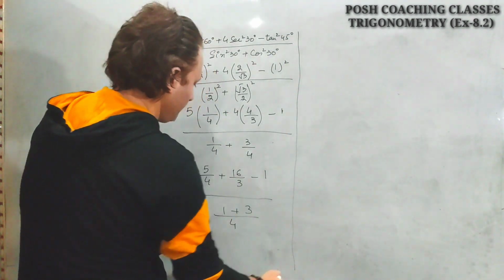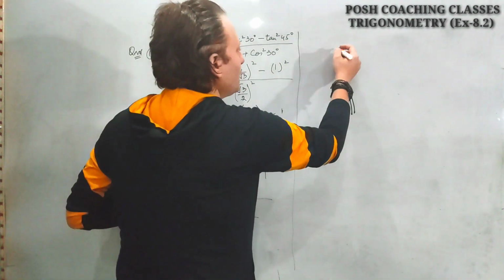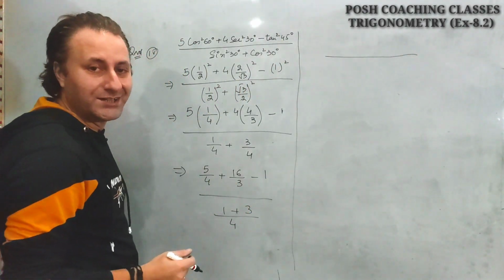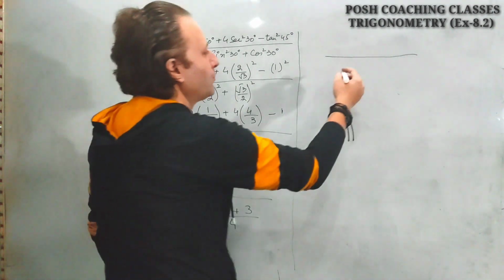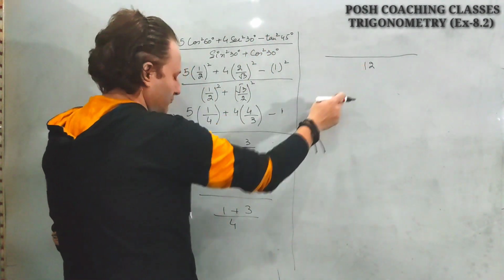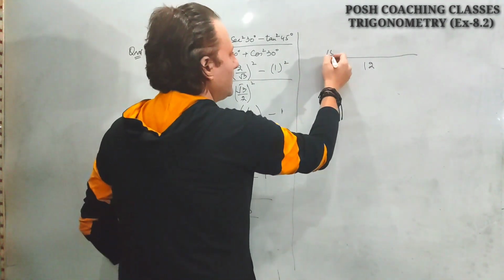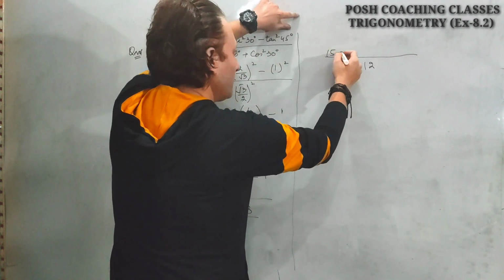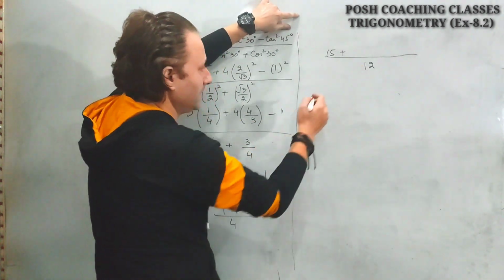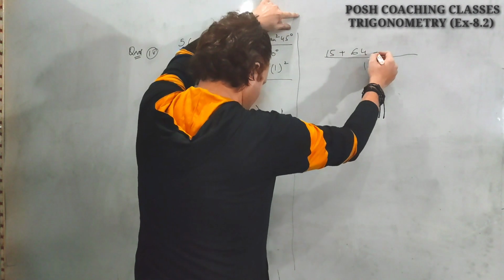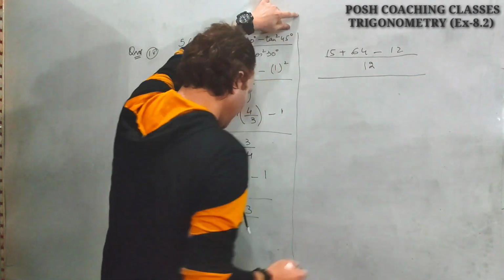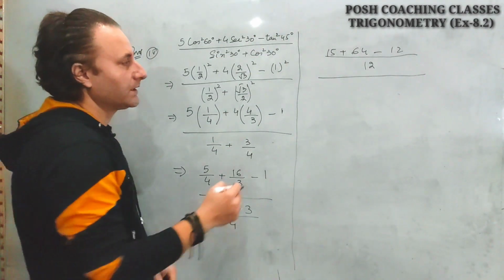Now let's take the LCM here. So we have an LCM, and the LCM is 4 and 3. They don't come in one table, so let's multiply them. That is 12. Now 4 multiplied by 3 is 12, so 3 multiplied by 5, 15. Then we have plus 3 multiplied by 4 is 12, then 4 into 16, 64, minus 12 multiplied by 1 is 12. Whole divided by, this is 1 plus 3, that is 4 upon 4.